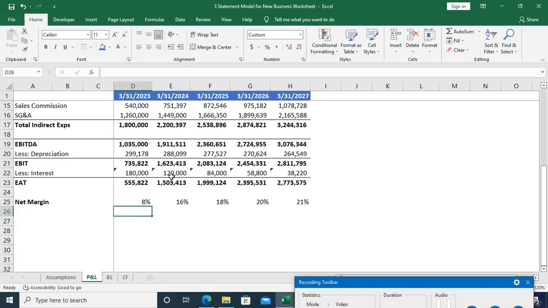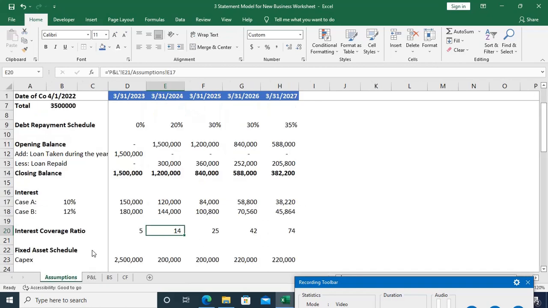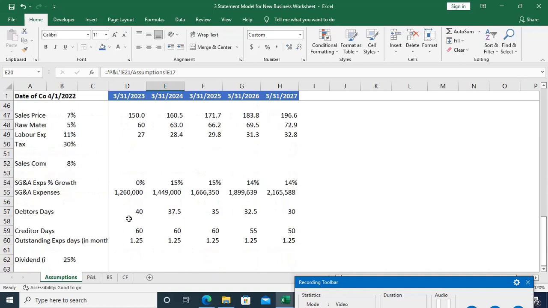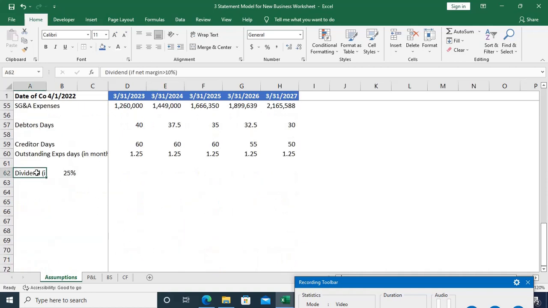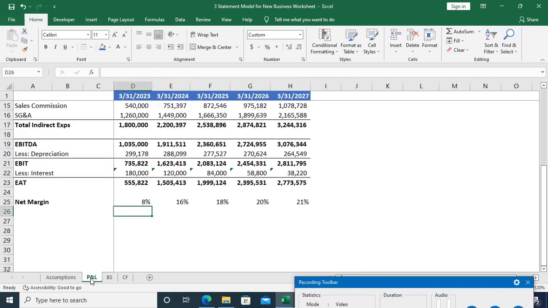So now we had one condition, right? Regarding the dividend policy, we had something. Dividend: if net margin is greater than 10%, then 25% dividend, or 0. So, less dividend.